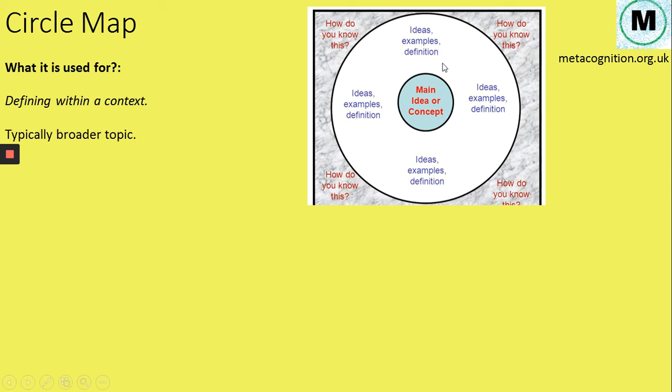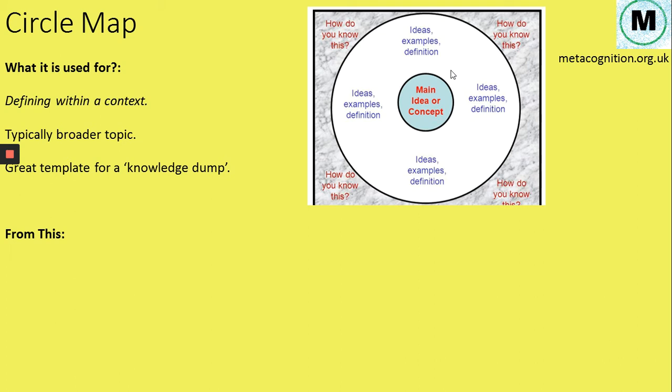A circle map is typically for a broader topic, so possibly if you're giving this to students before they've even learnt the information to see what they know, and they're just keeping it quite vague, or possibly as a revision tool where you're not wanting them to be specific, you're just wanting them to provide a knowledge jump and just put down everything that they know. So there, as I say, great for a knowledge jump.